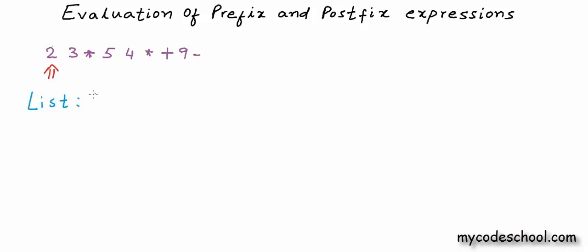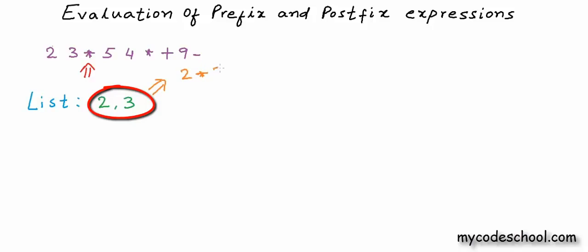The first entity that we have here is 2, which is an operand, so it will go to the list. Next we have 3, which once again is an operand, so it will go into the list. Next we have this multiplication operator. Now this multiplication should be applied to the last 2 operands preceding it, the last 2 operands to the left of it, because we already have the elements stored in this list.